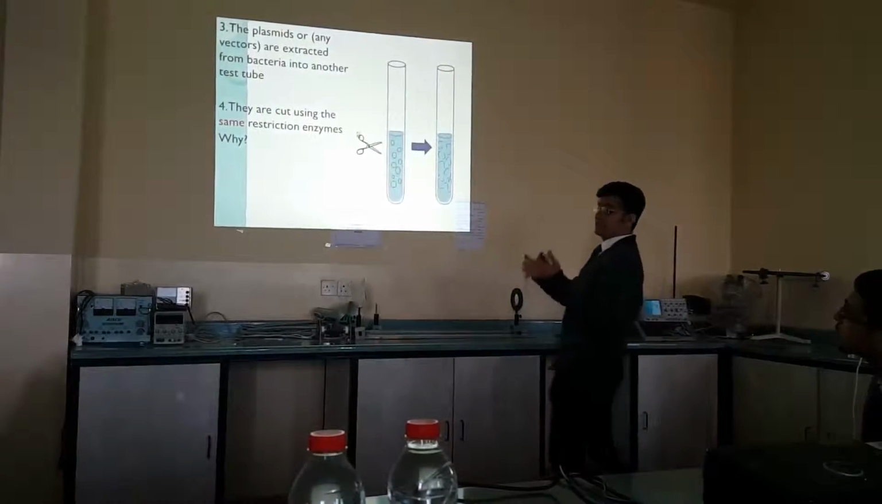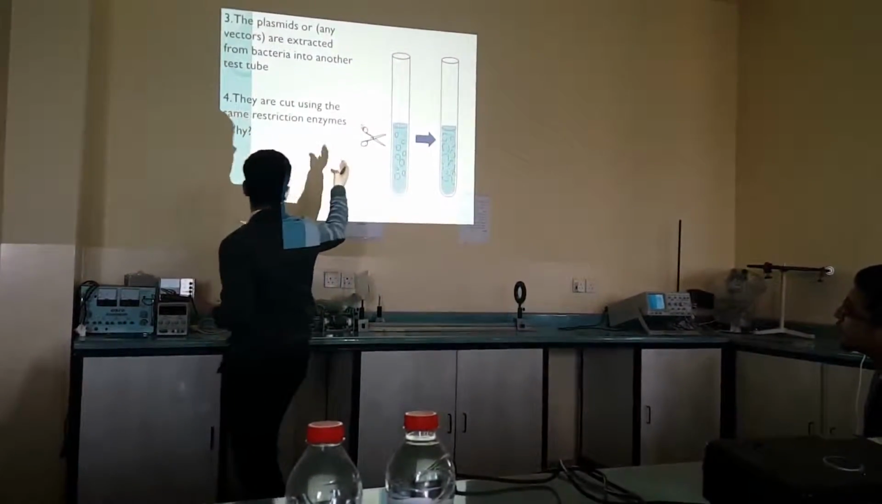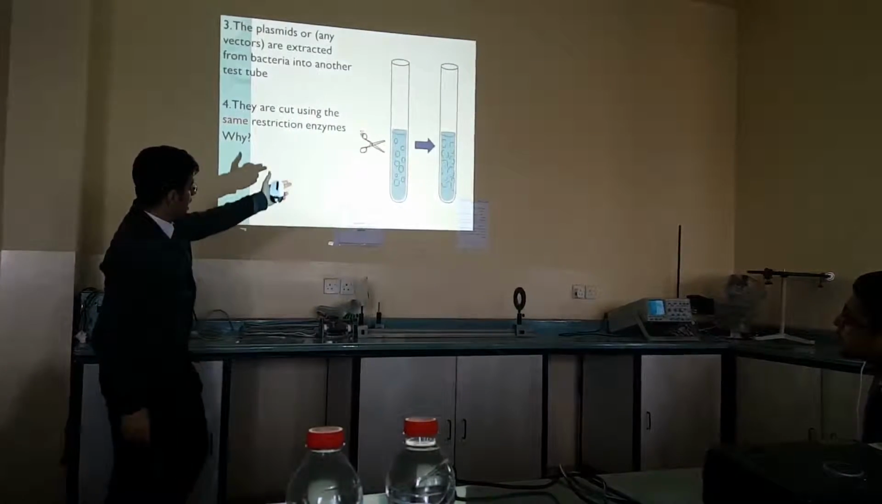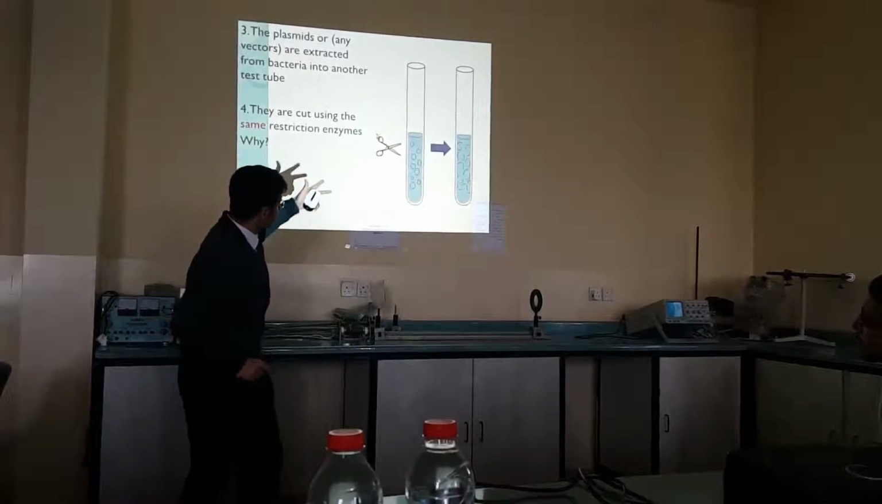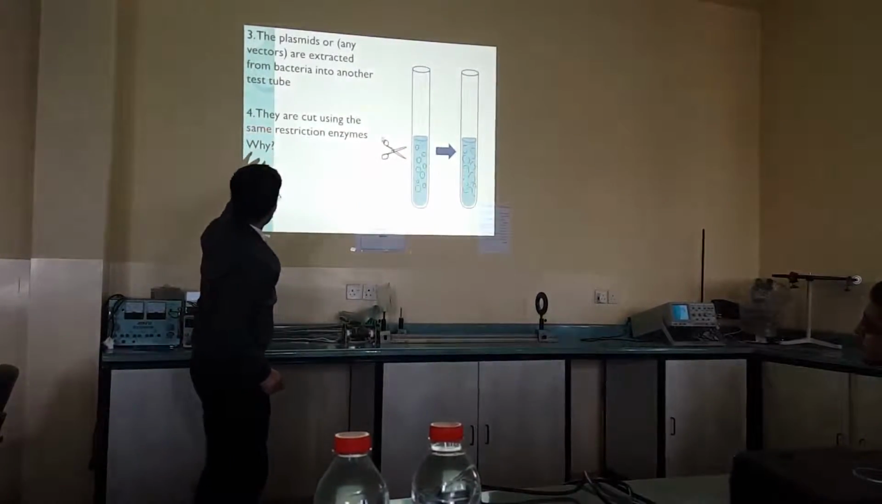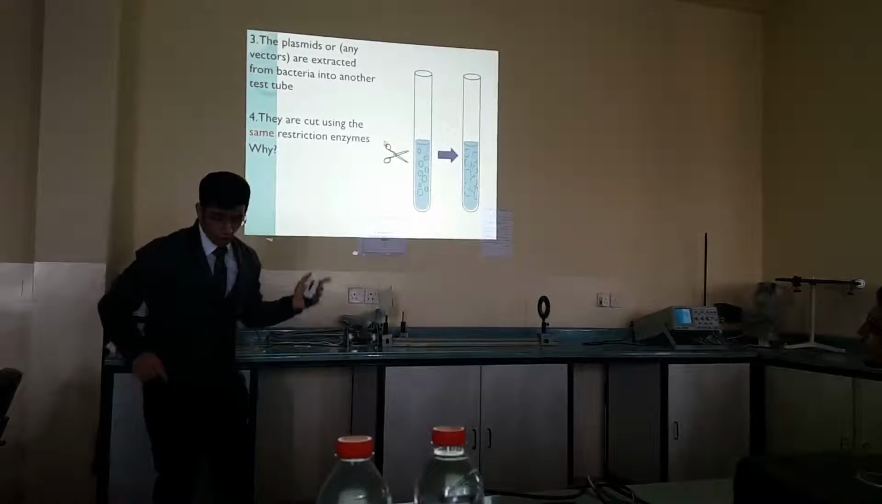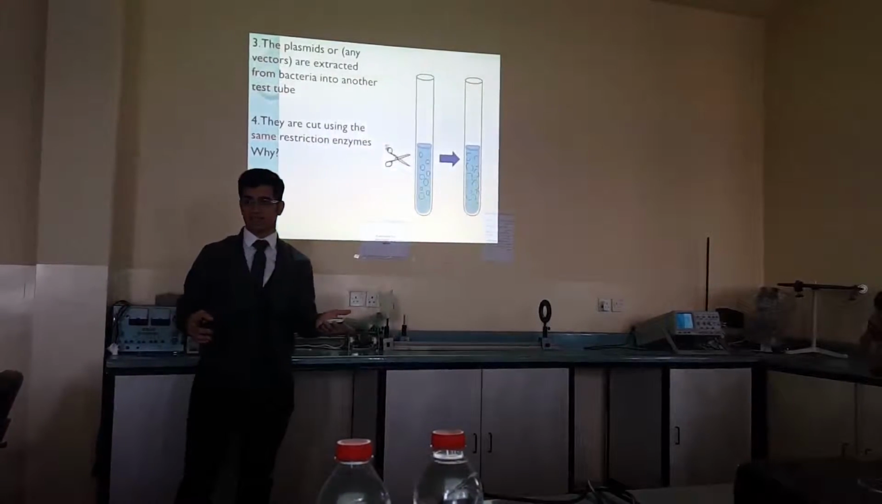Then we take the plasmids from the bacteria, extract them, and put them into another test tube, and then we use the same restriction enzyme to cut the plasmids into two pieces. Why do we use the same restriction enzyme? That is an important question. Anybody has any idea?